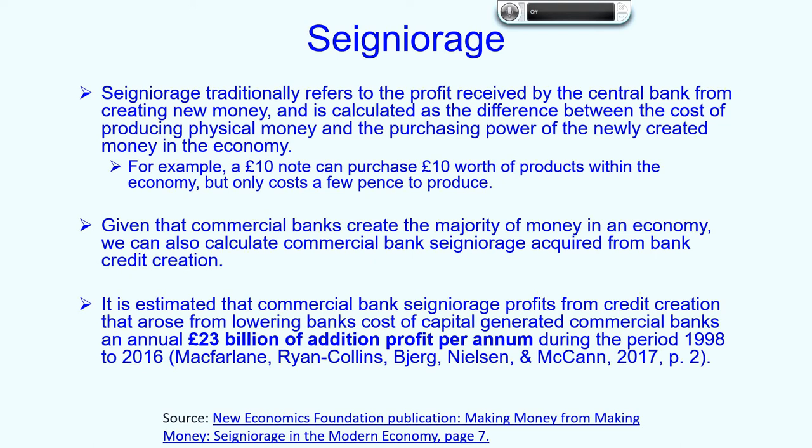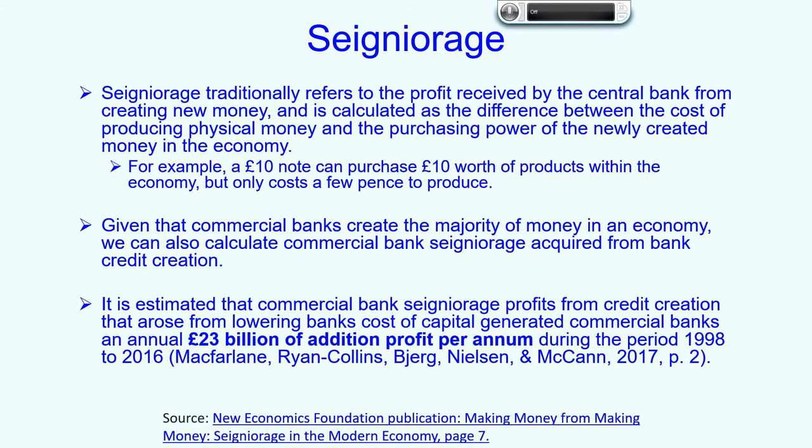Basically, seigniorage refers traditionally to the profit received by the state, or more usually the central bank, from creating new money, and is calculated as the difference between the cost of producing physical money and the purchasing power of the newly created money in the economy. For example, if the Bank of England produces a £10 note, that £10 note can purchase £10 worth of products in the economy. However, that £10 note only costs a few pence to produce. Let's assume that the £10 note costs 5 pence to produce, and it can buy £10 worth of products. Then seigniorage is the difference between the cost of producing the note, 5p, and the value of products that can be purchased with it, which is £10, so the seigniorage in that example would be £9.95.